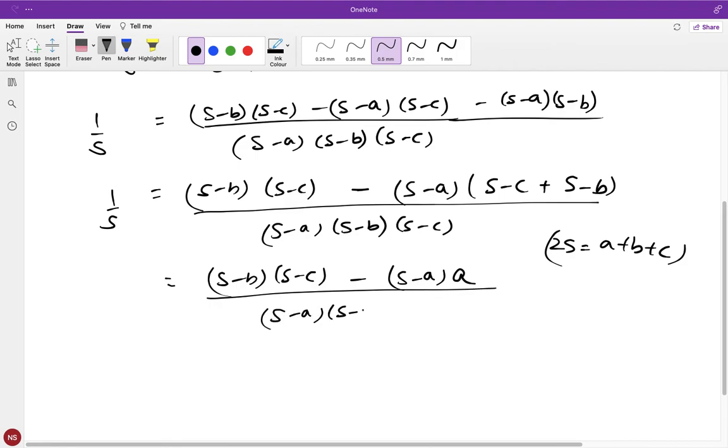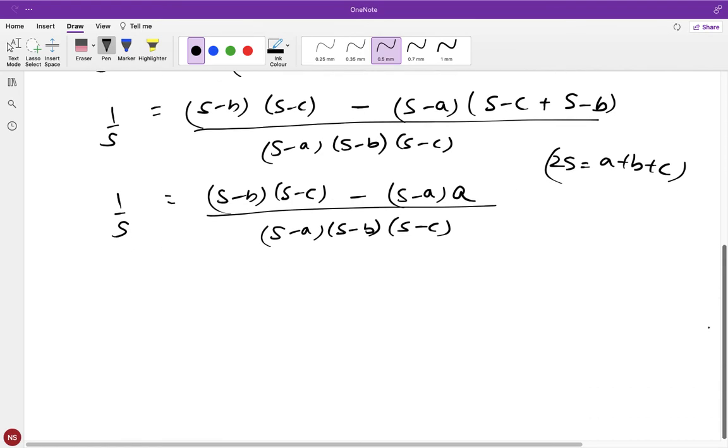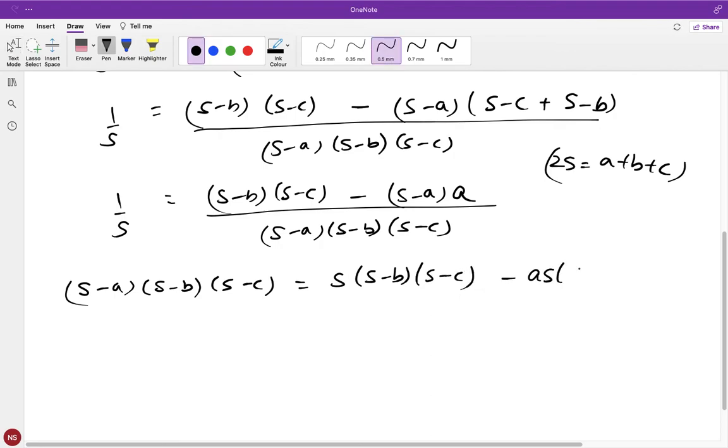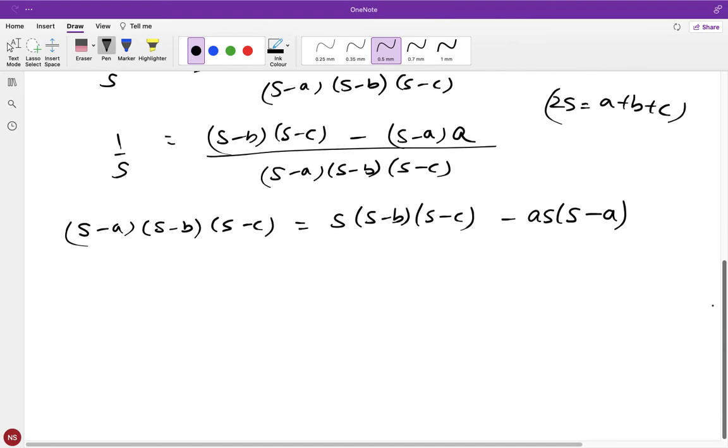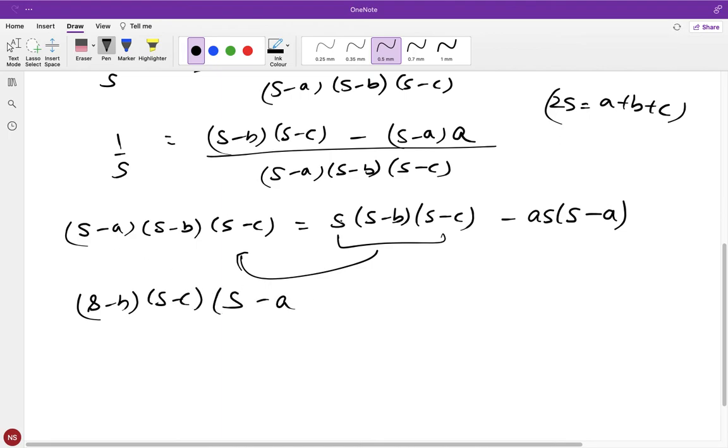(S minus A)(S minus B)(S minus C) is 1 by S. So cross multiply: (S minus A)(S minus B)(S minus C) is equal to S into (S minus B) into (S minus C) minus AS into (S minus A). Now I will take this over here. S minus B and S minus C will be common. From here I will get S minus A, from here I will get minus S. This is equal to minus AS into (S minus A).